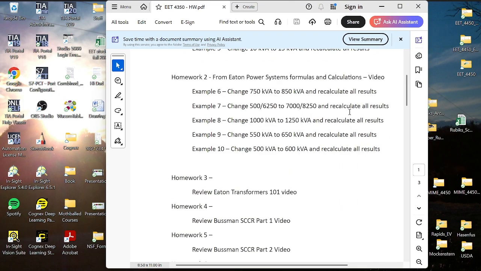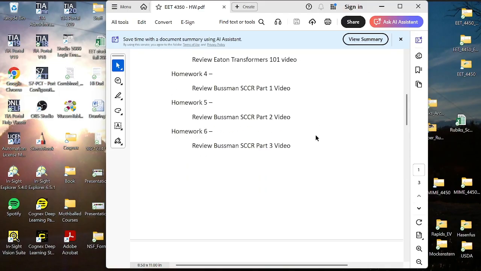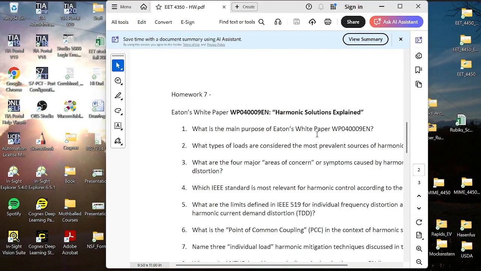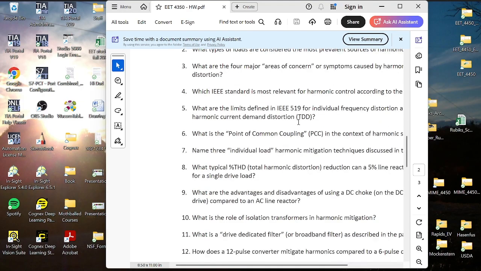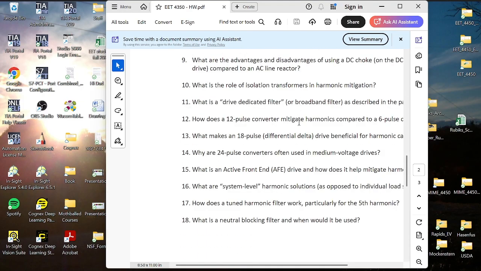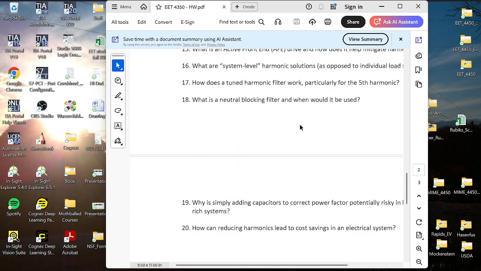So you've got homework 3, 4, 5, and 6, and then number 7, Eaton's white paper. There are 20 questions. Oh, that's so much fun. In order to get your 20 points, there's 20 questions on that one. But it's just to read through, have the 20 questions out when you're reading through it, and not a biggie.